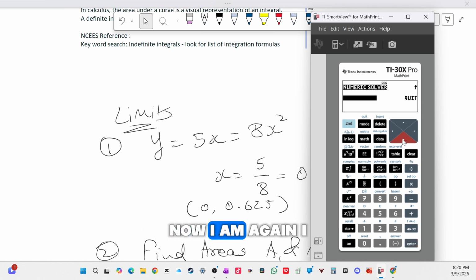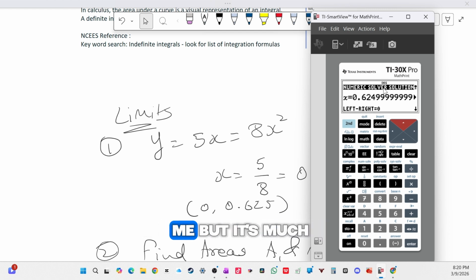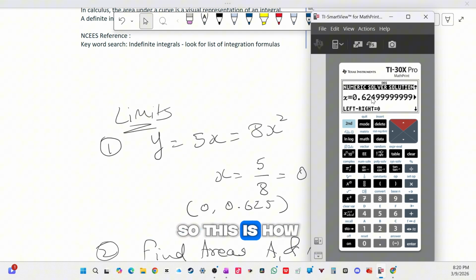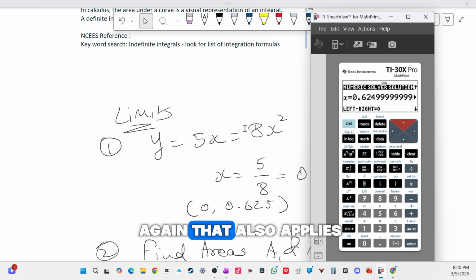Again, I was telling you, using this on the laptop is a little bit new to me, but it's much more convenient to solve this on your handy physical calculator. So this is how you got 0.624. It's already obvious if you look at this one, 5x equals 8x square, x cancels, then x equals 5 by 8. There is one limit, and that 5 by 8 is nothing but this 0.62. Now the second one, if I make x equal to 0, that also applies on both the sides.